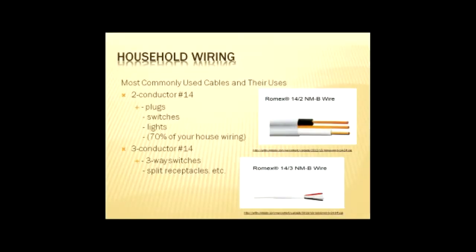All right, household wiring: most commonly used cables and their uses. Let's say 14-2. Most commonly it is used for the wall plugs where you plug in your TV, your desk lamp and your computer, and so on. Switches for the lights, lights. This is the most used cable in household wiring. 70% of household wiring is the NMD90 or Romex cable. That is also going to be on the test.